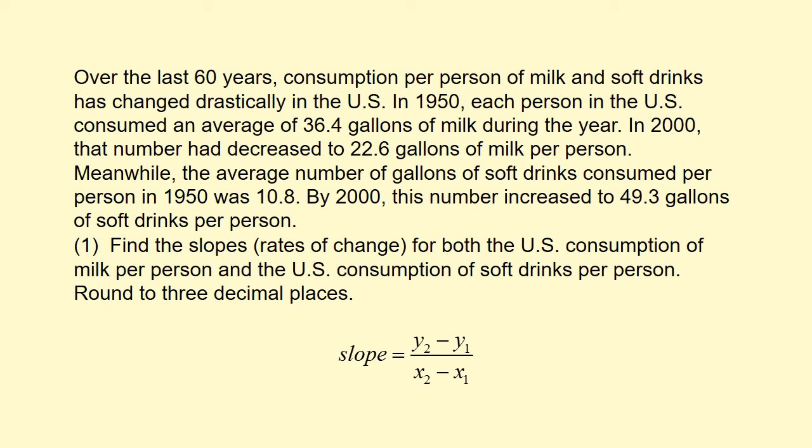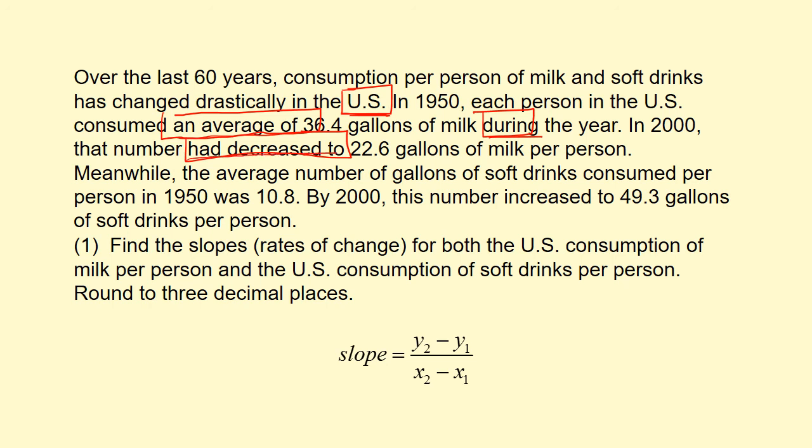So here it says in 1950, each person in the U.S. consumed 36.4 gallons of milk. In 2000, people consumed 22.6 gallons of milk. So here we have two pairs of values, right? We have a time value in 1950 and then an output value, gallons of milk. We have another time value in 2000, another output value, 22.6.